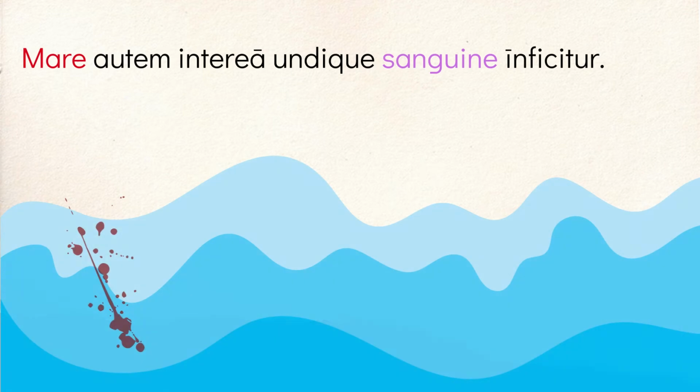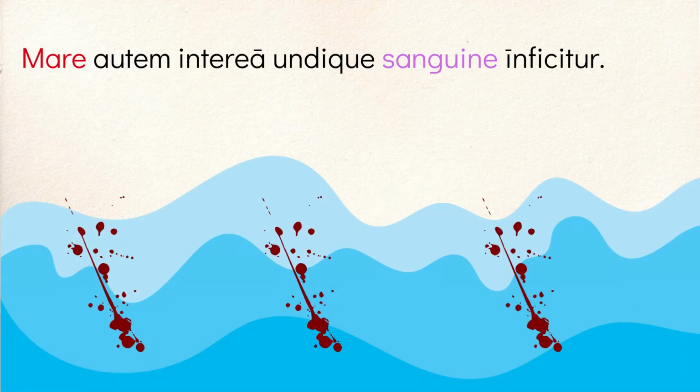Then you have mare autem interea undique sanguine inficitur. So the mare, the sea, right, however, on all sides, and again, interea means meanwhile, so you could say, meanwhile, the sea on all sides, undique, all over the place, inficitur, it was covered sanguine, with blood.